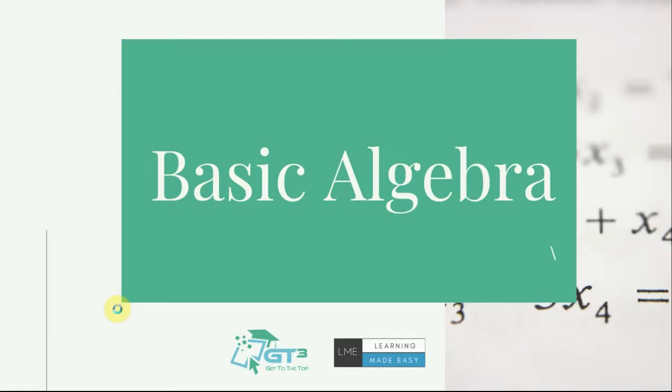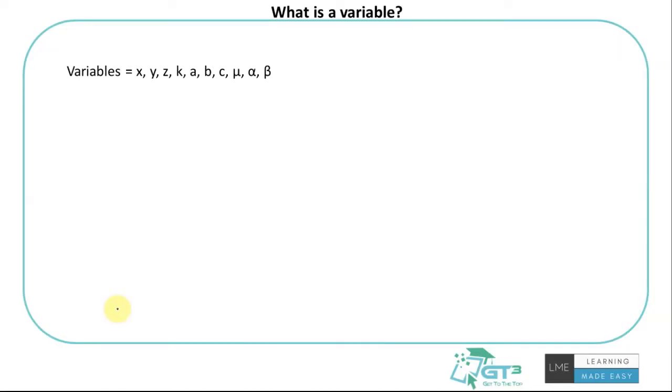So let's get started. First, let's understand what a variable is. The entire subject of algebra is built on this concept of variable. Generally we see variables like x, y, z, k, a, b, c, mu, alpha, beta, Greek letters, English letters. So what's the reason that we use any of these letters?